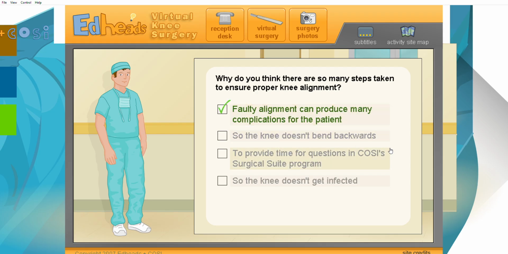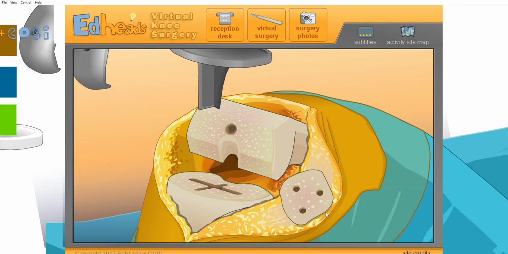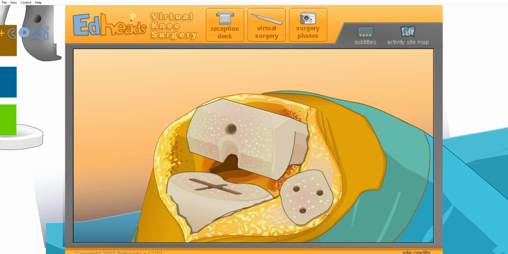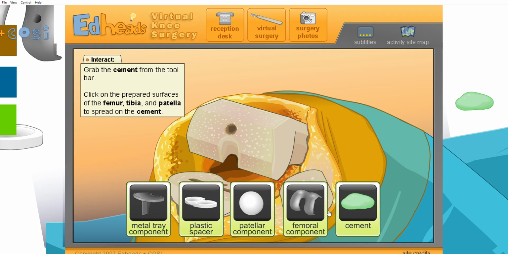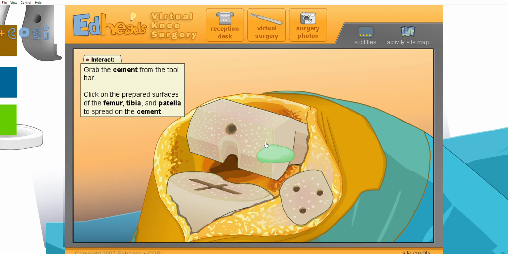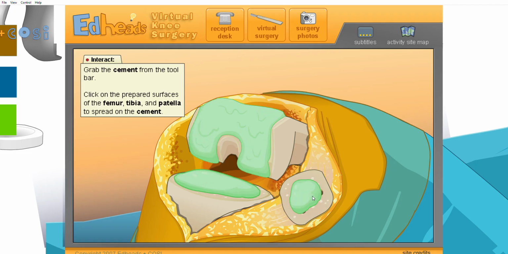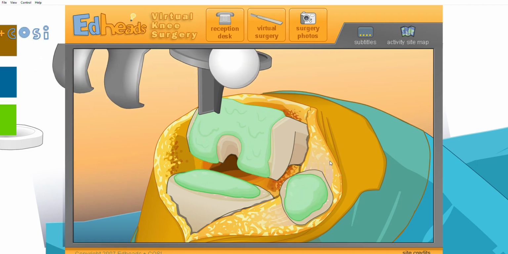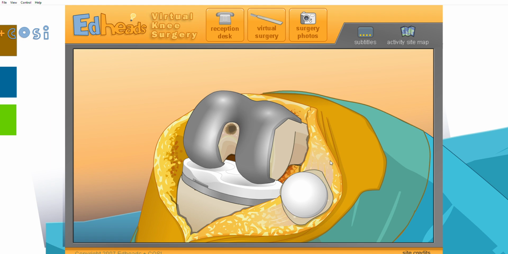Great! We've tested the trial components. Now let's remove them and prepare for the permanent components by applying a special cement compound that binds metal and plastic to bone. A scrub technician has mixed up a batch of cement for you to use. With the cement in place, the final components are permanently attached to the knee. Any excess cement will be scraped off and thrown away.